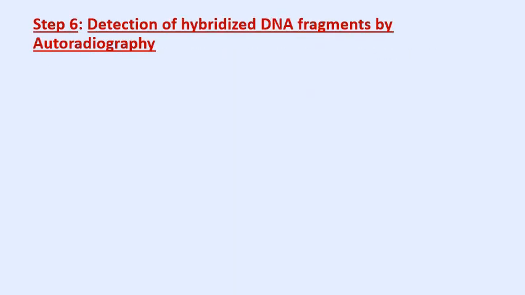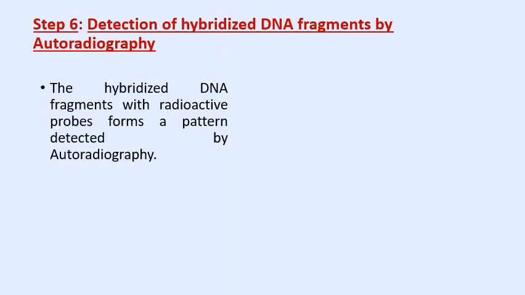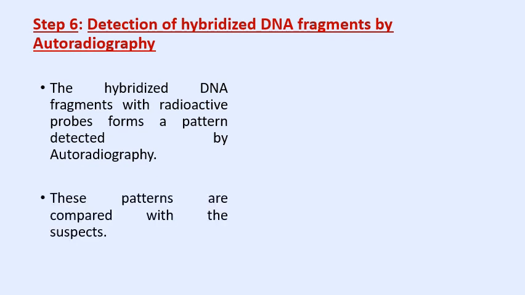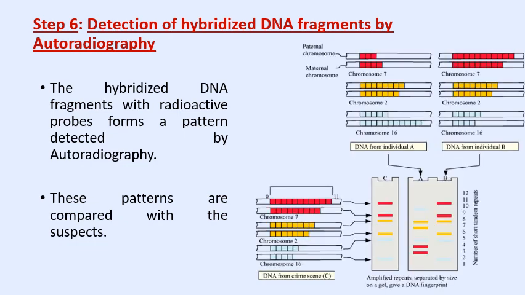Last step is detection of hybridized DNA fragments by autoradiography. The hybridized DNA fragments with radioactive probes form a pattern detected by autoradiography. These DNA probes make a pattern like a barcode, called DNA fingerprints. These patterns are compared with suspect DNA that also undergoes the same process, and then they are analyzed and interpreted with those of the suspect.